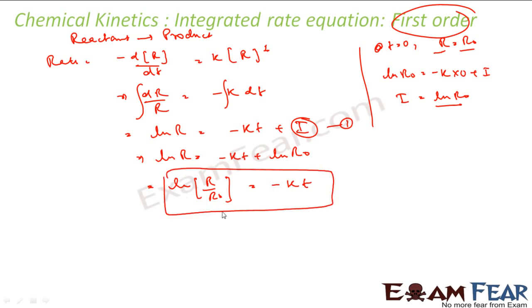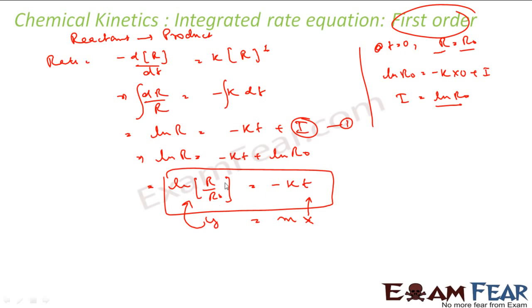Now if you compare this equation with y is equal to mx, where x is my t and y is equal to ln R by R naught, you will get a straight line graph. If you plot this graph between ln R by R naught and t, what slope will it be? Minus k. Right? We'll see this graph on the next page. So that is what you will get.